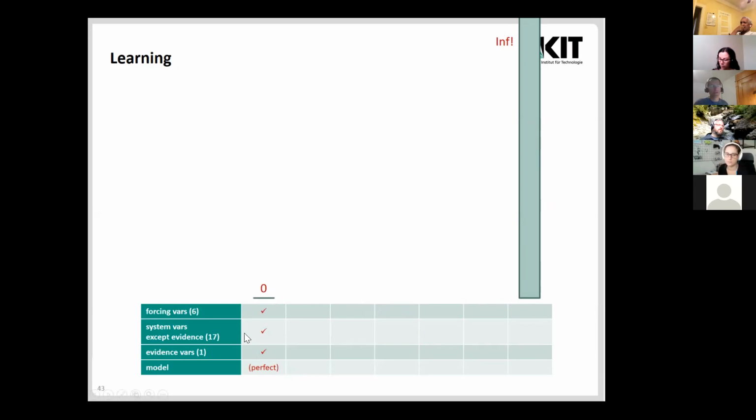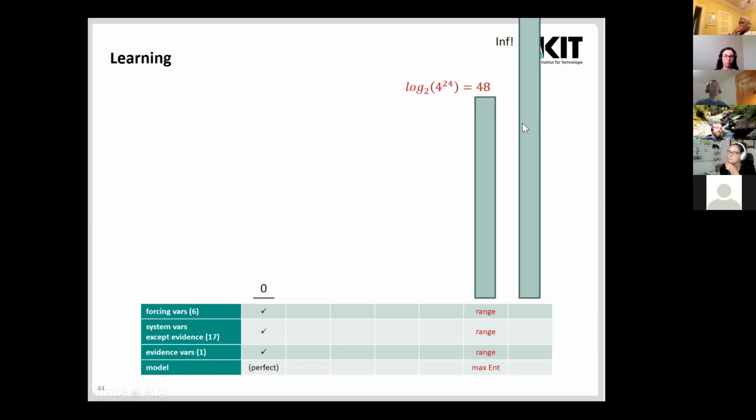The other end is if I know in advance all the forcing variables, time step by time step, all the system variables except the evidence, plus the evidence, the variables I have for training, then there's zero uncertainty. Yeah, and I don't even need the model because I have the data. So it's a perfect model, basically.